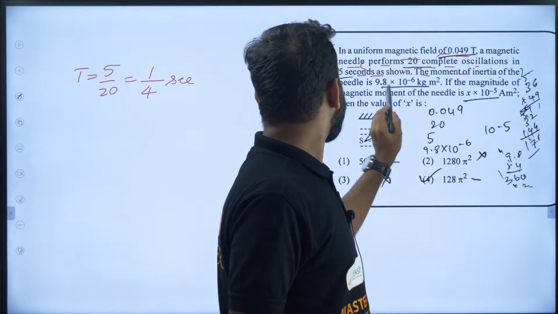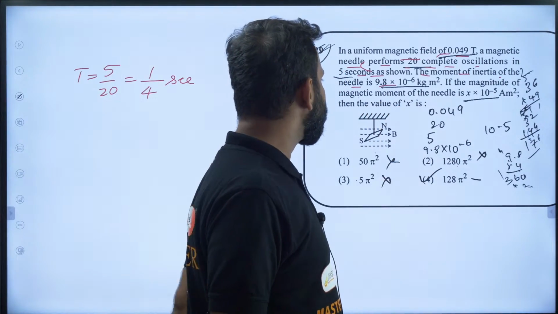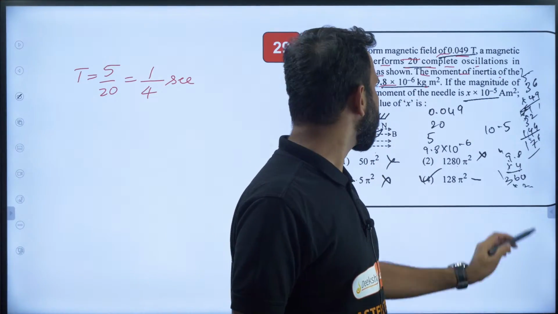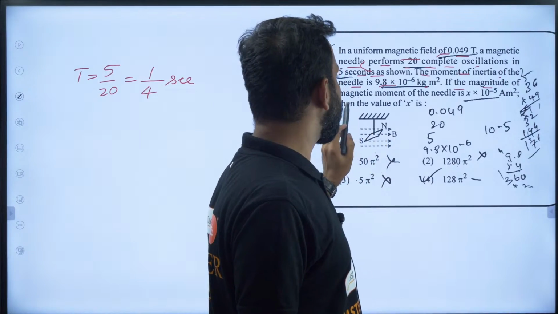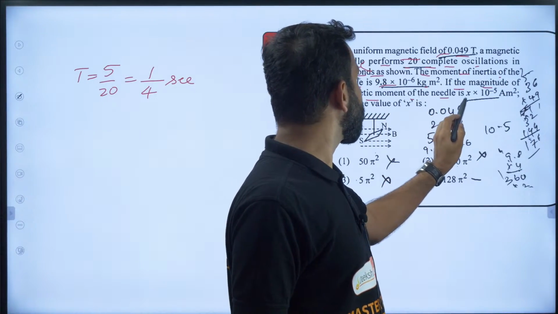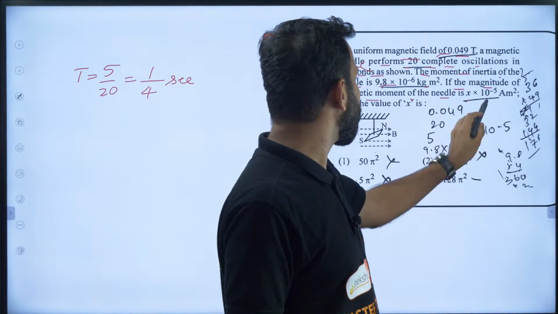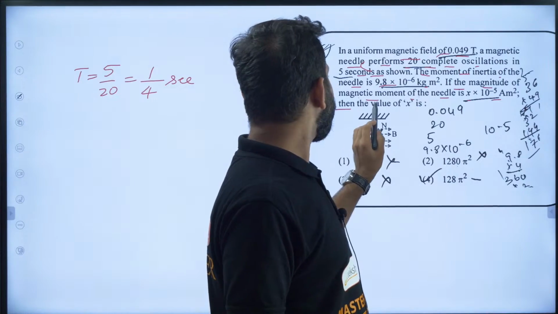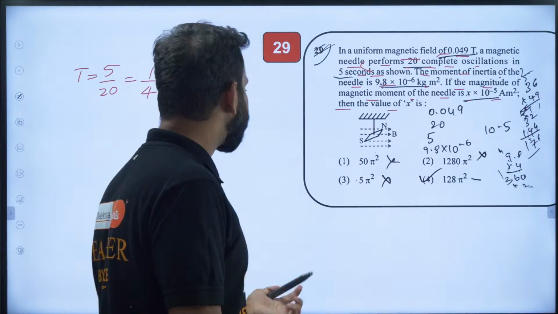The moment of inertia of the needle is 9.8 into 10 to the power minus 6 kg meter square. If the magnitude of the magnetic moment of the needle is x into 10 to the power minus 5 ampere meter square, then the value of x is? Again, a direct question.